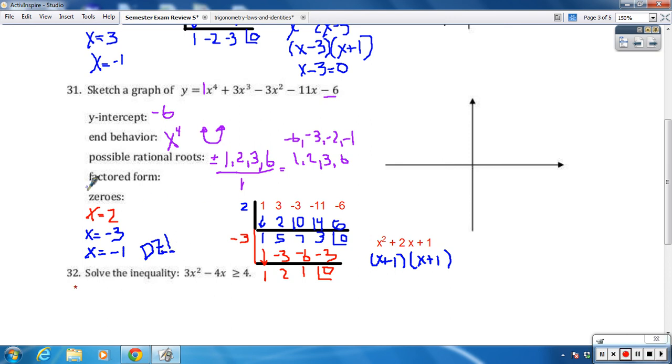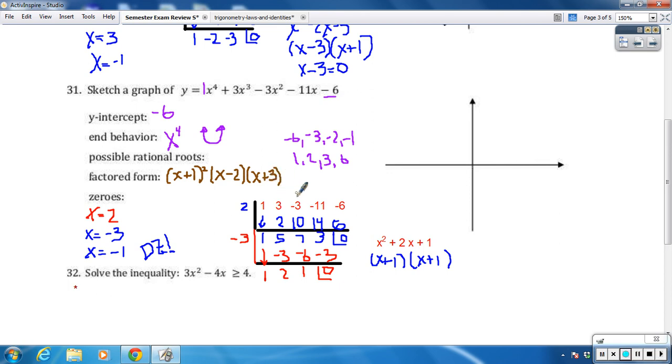Alright, so now to put it in factored form, let me clear up a little space. Okay, my two factors I got from my quadratic, x plus 1, since there's two of them, instead of writing it twice, I can square it. And then the zeros I used in my synthetic division, remember, whenever you go to factored form, you have to change the sign. So a positive 2 in factored form is going to be x minus 2. And then the negative 3 as my 0 in factored form is going to be x plus 3.